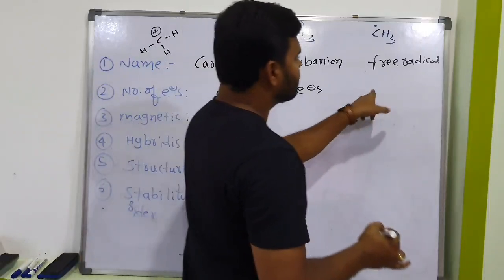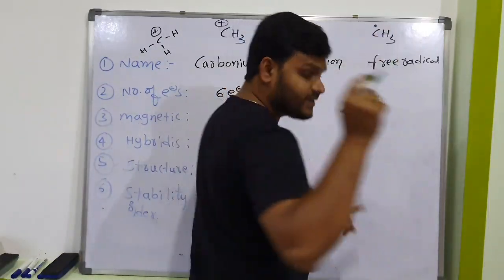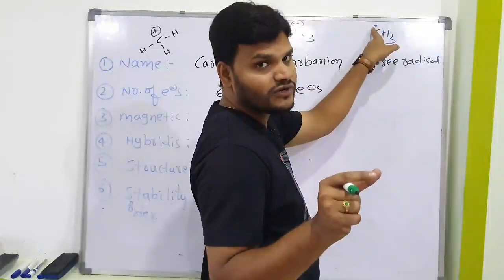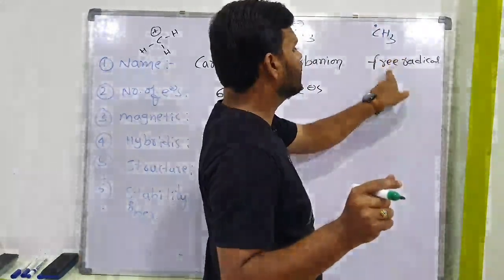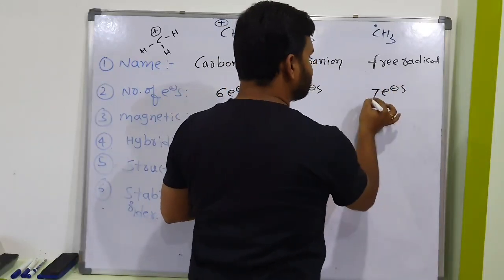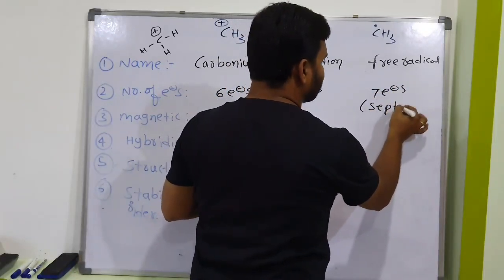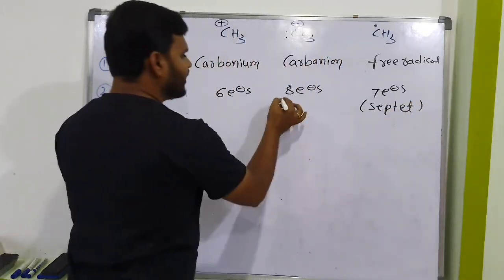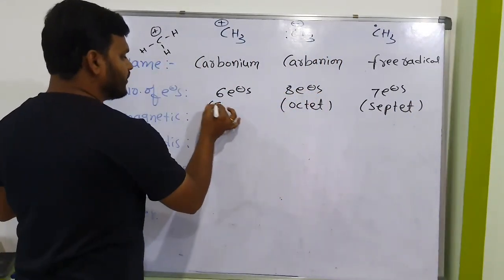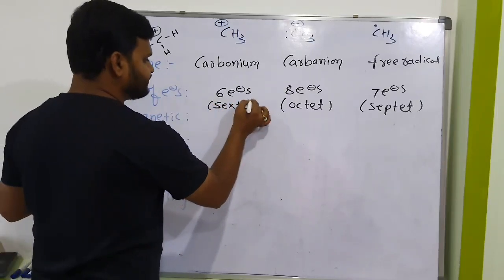Next, what about this one, CH3 radical? CH3 is nothing but 6 electrons and 1 radical electron. A radical is nothing but an odd electron species. Odd electron species are called free radicals. So it has 7 electrons. 7 electrons is called septet, 8 electrons is called octet, and 6 electrons is called sextet.